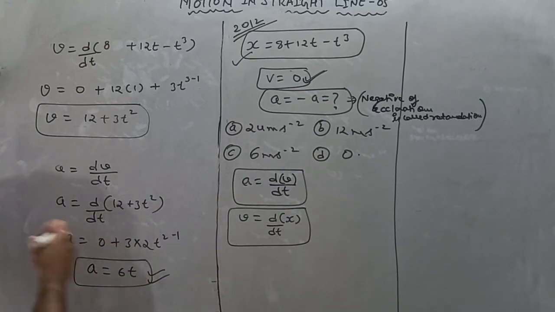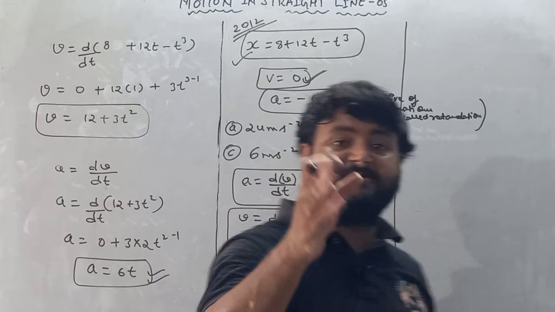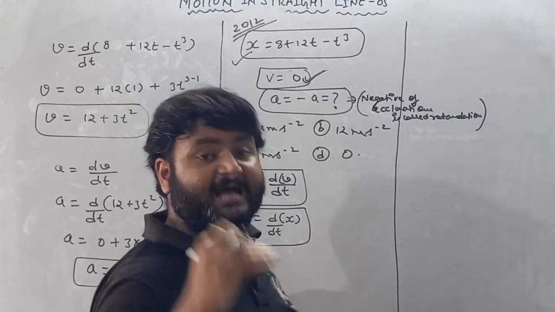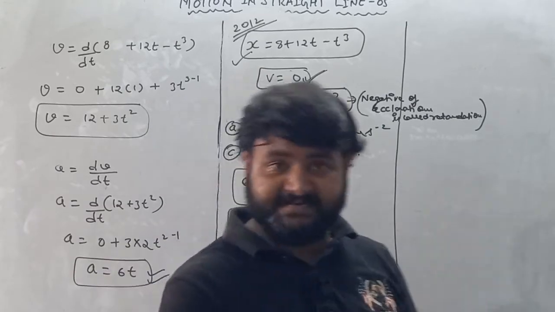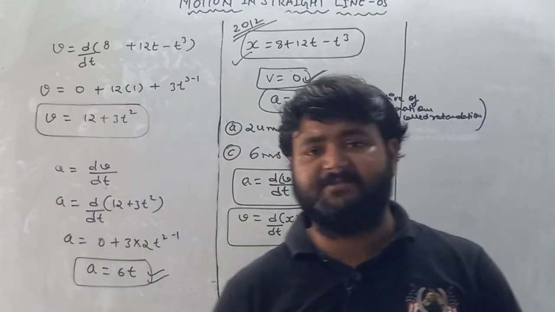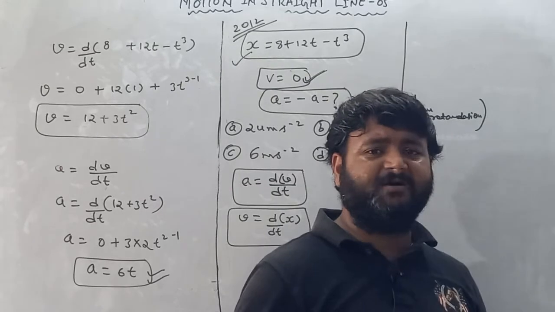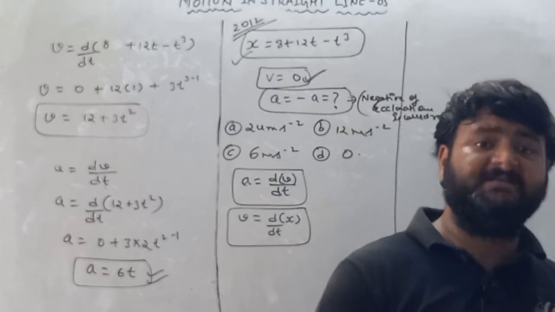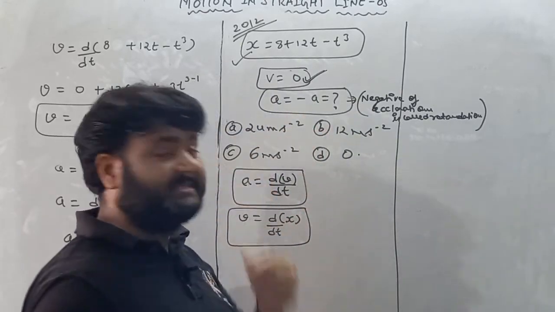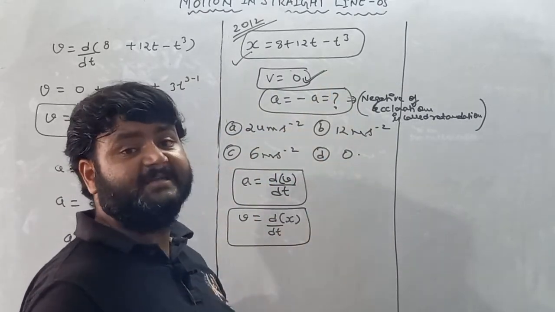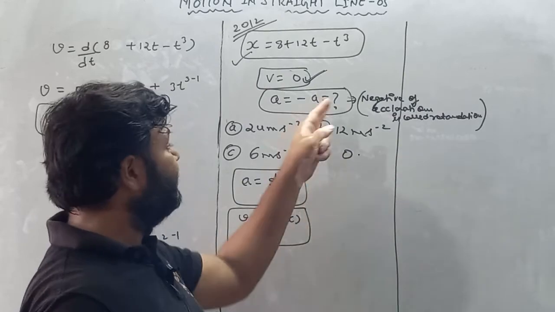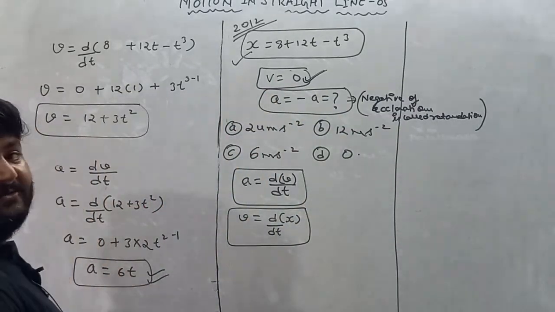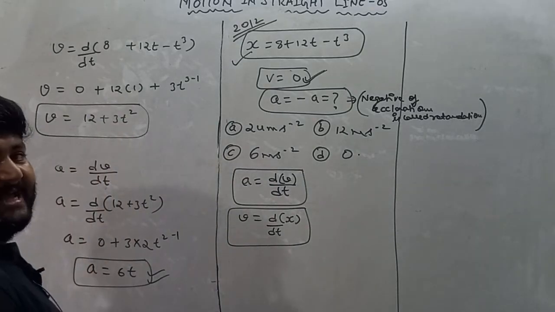We don't know the value of time. In this equation, time is not given. But one thing is there: find the acceleration, or we can say retardation. Retardation and acceleration are one and the same thing here, so don't worry if instead of retardation I say acceleration. In the question they are saying, if velocity is 0, then find the value of retardation. So put velocity equal to 0 and find the value of time.